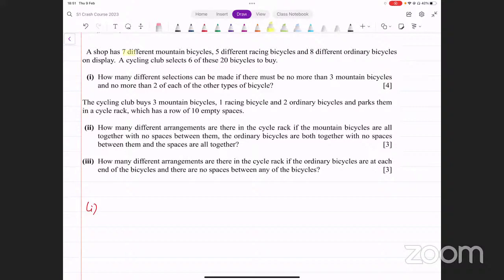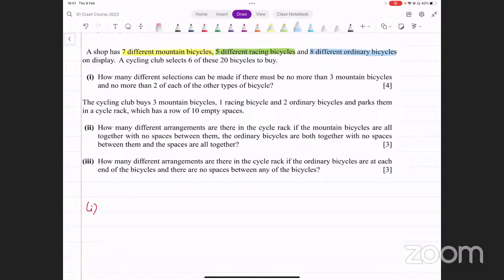All right, so we've got 7 different mountain bicycles. Now, do notice this word different. So these cycles are not identical, they're all different. You're not going to consider them repetitions or identical. You have 5 different racing bicycles, and then you have 8 different ordinary bicycles. So there are a total of 20 bicycles. Out of these 20, a club selects 6 to buy. Now, how many different selections can be made given these conditions?